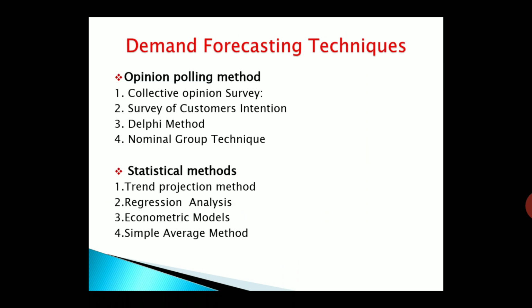So these are a few methods. One is the opinion poll, which is the survey method, in which the opinions of the customers are collected. There is a method called the Delphi method. The nominal group technique can be used, or you can go for more reliable statistical methods, such as trend projection methods, in which you see how the market is trending. Regression analysis is a part. The simple average method can also be used for demand forecasting.